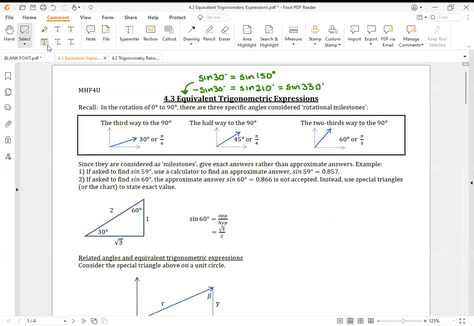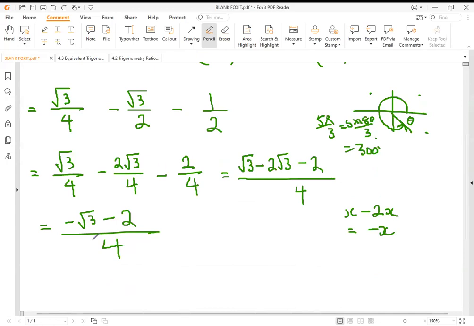What was the final answer you got for this question? This one here. This, or if you separated it, it would be root 3 over 4 minus 1 over 2. They're both one and the same. So that's the same thing as saying negative 2 minus root 3 over 4, right? Yes, negative 2 minus root 3 all over 4. Yes, correct.